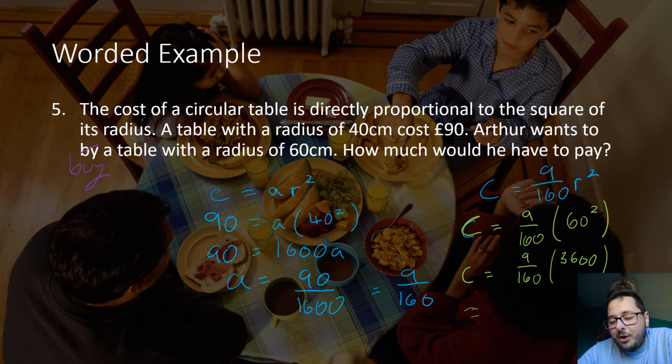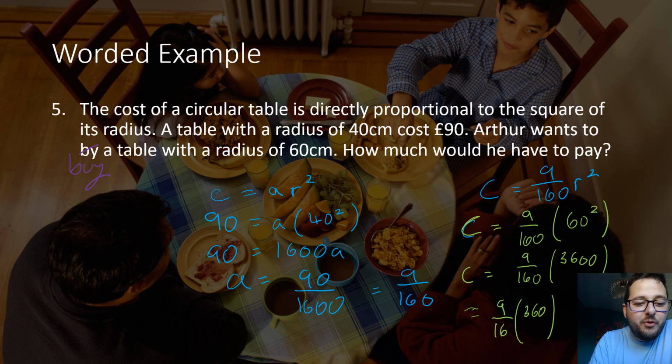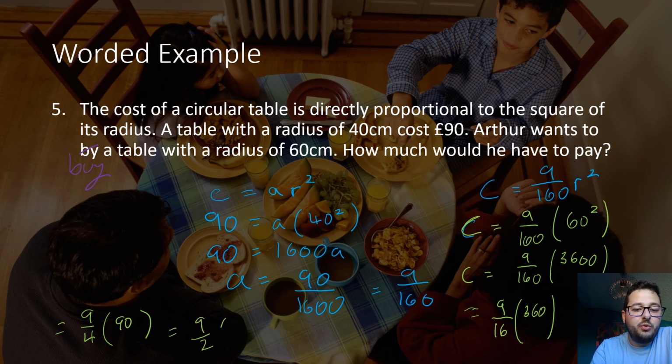This might be more of a calculator question, but we can definitely tidy up a little bit. We can definitely divide the top and bottom by 10. So this is 9 over 16 times 360. I can simplify that a little bit further by dividing the 360 by 4 and dividing the 16 by 4. So this is going to be 9 over 4 of 90. Okay, and now I can divide again. I can divide by 2, top and bottom. So this is 9 over 2 times 45. And that's about as good as I can do, I think.